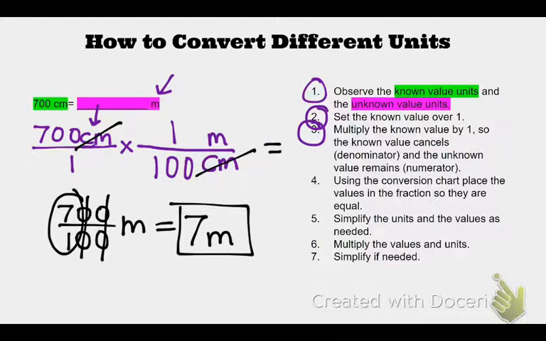Okay? So the steps are very similar to the way we did it before. We're taking our value, we're multiplying it by a number that is equal to 1. That number that's 1 just happens to be a fraction where we are going to be simplifying the 1 value and making it for our unknown value that we want to find out.